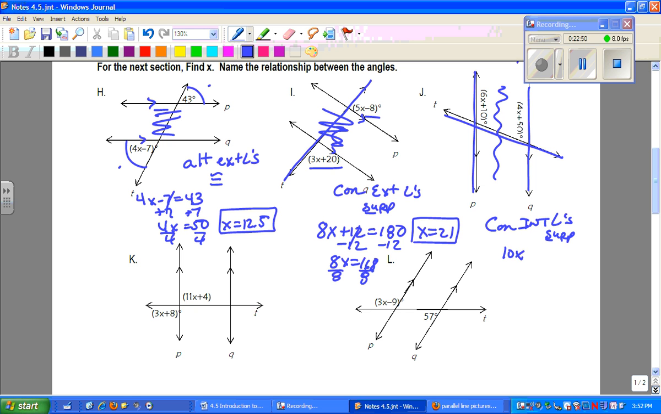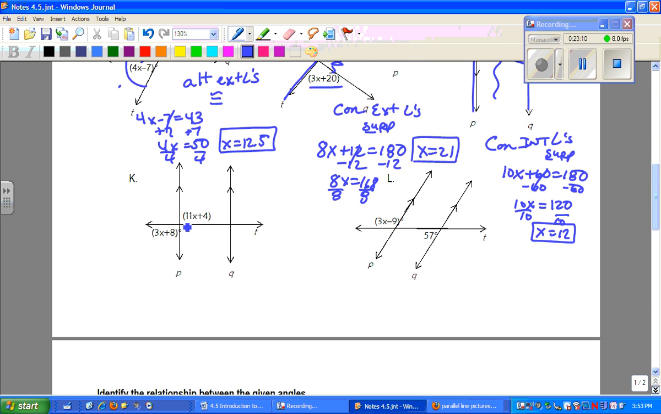So we add them up. 4x plus 6x, that's 10x. We got 50 plus 10, that's 60. Setting that equal to 180 because they're supplementary. Minus the 60 over. 10x is equal to 120, divided by 10. X equals 12.